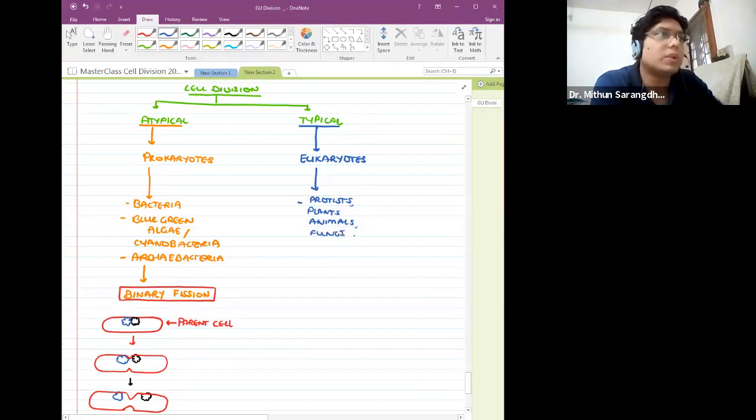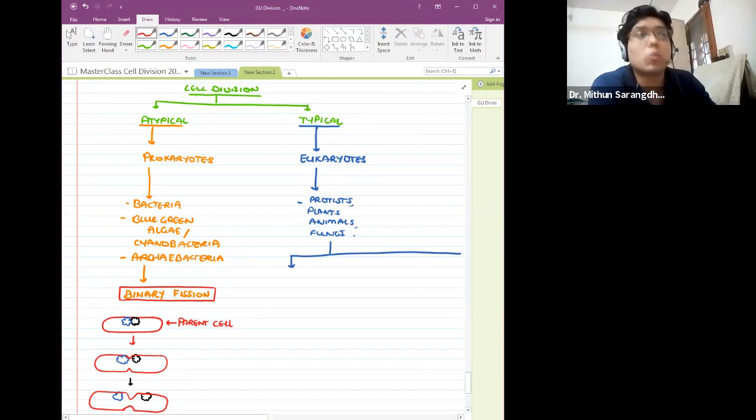Okay, these are going to be considered as eukaryotes. But now, guys, in this, we are going to see three different types of cell division. So let's try to understand what this is. The first one we are going to talk about is called amitosis.